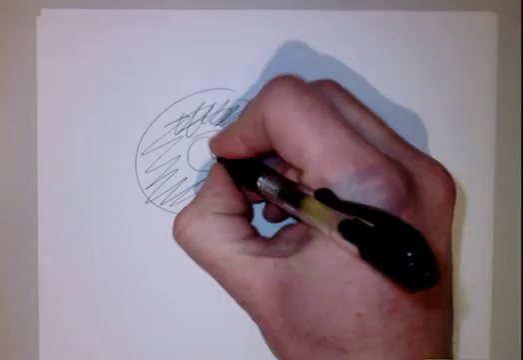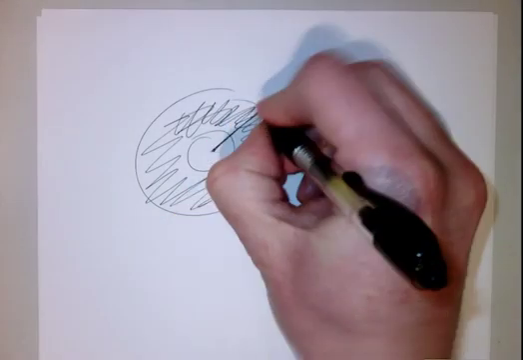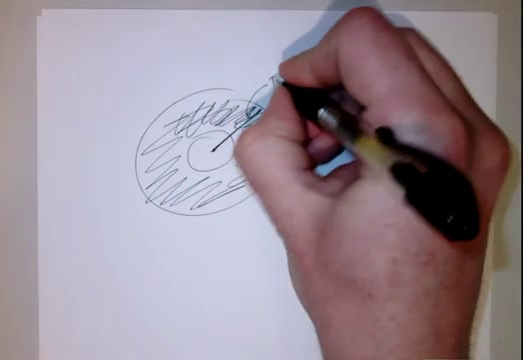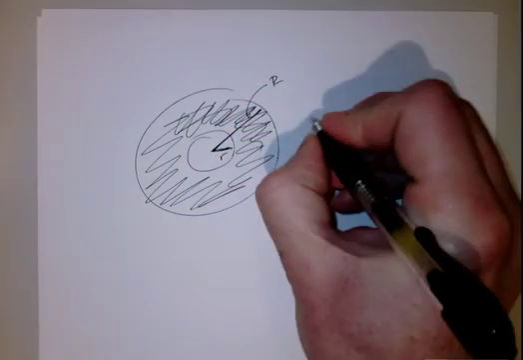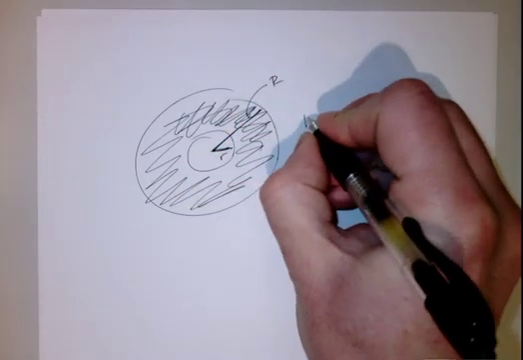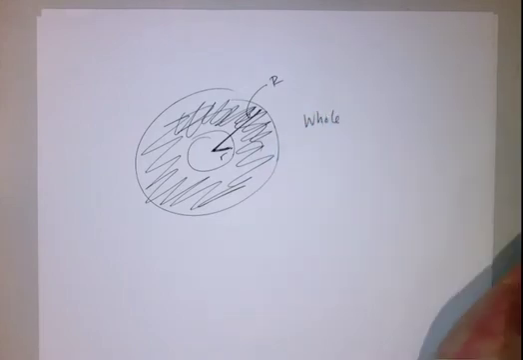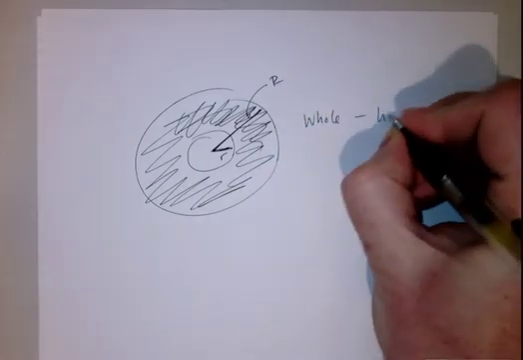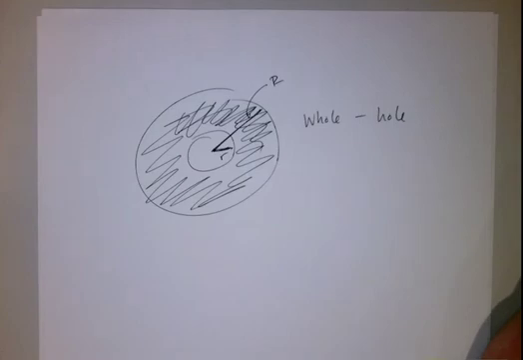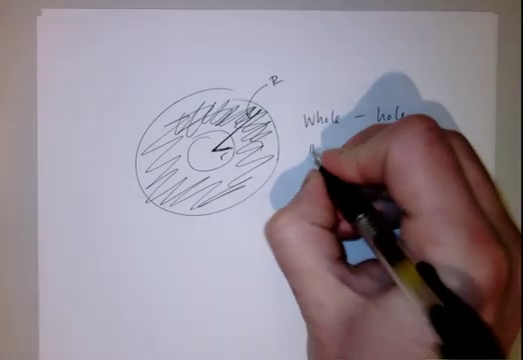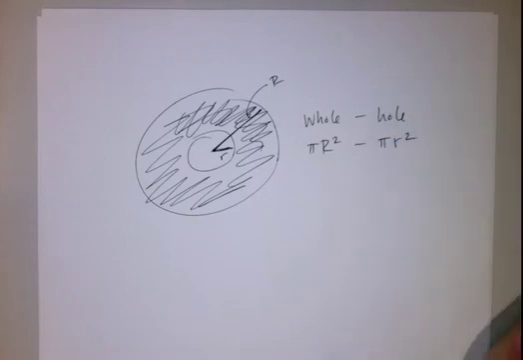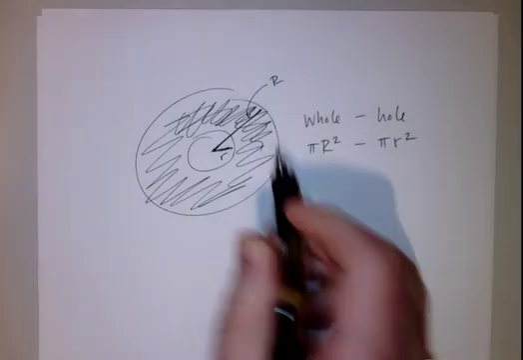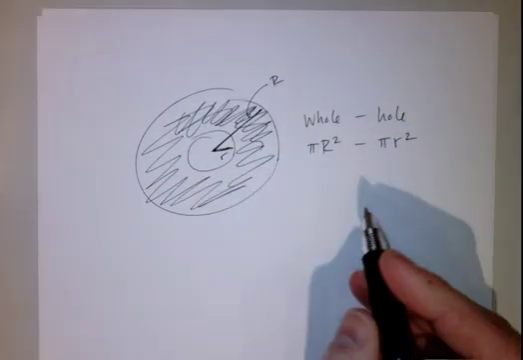Well, basically you would have to get this big radius, right? And then of course there would be this small radius. And you would basically want to get the area of the whole and then minus the area of the hole, right? So it would be pi r squared minus pi r squared. And that would be the area of the shaded region.